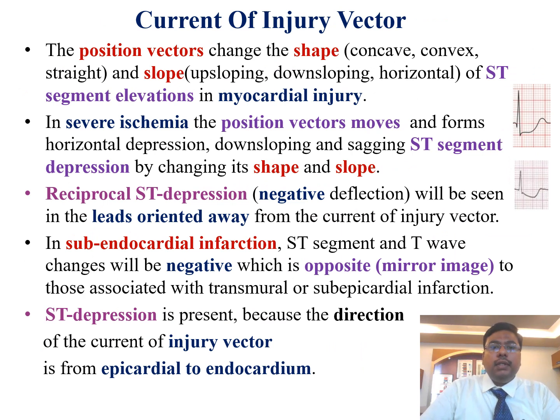The position vectors change the shape and slope of the ST segment elevations of myocardial injury. In severe ischemia, the position vectors move and form horizontal depression, downsloping and sagging ST segment depression by changing its shape and slope. Reciprocal ST depression, negative deflection, will be seen in the leads oriented away from the current of injury vector. In subendocardial infarction, the ST segment and T wave changes will be negative, a mirror image of those associated with transmural or subepicardial infarction. ST depression is present because the direction of the current of injury vector is from epicardium to endocardium, which is opposite to the ST elevation.